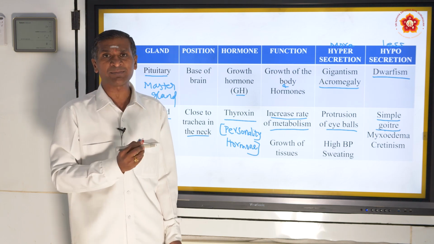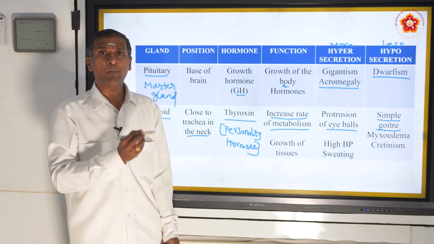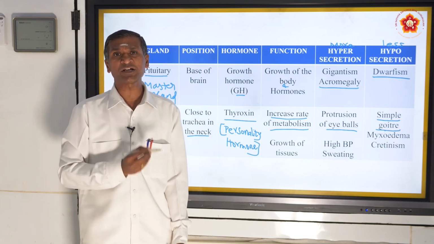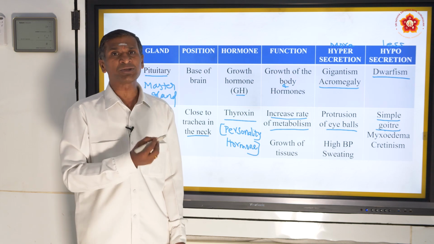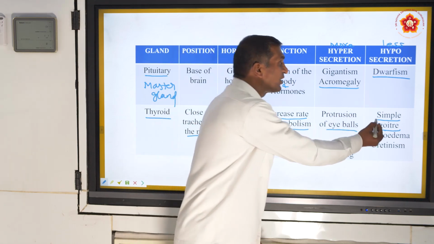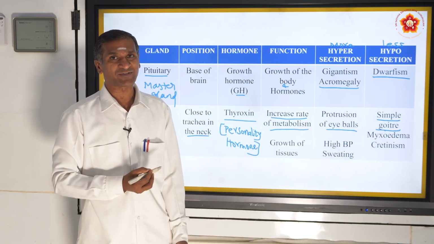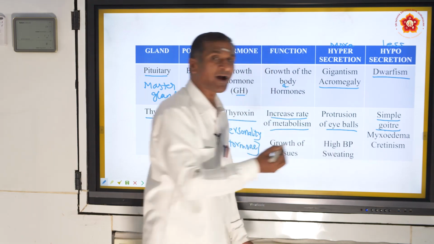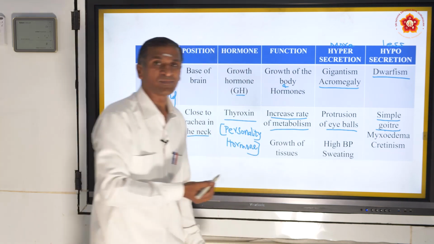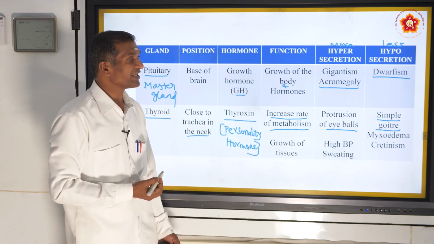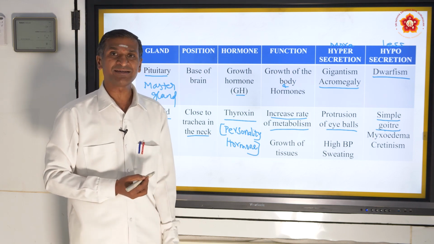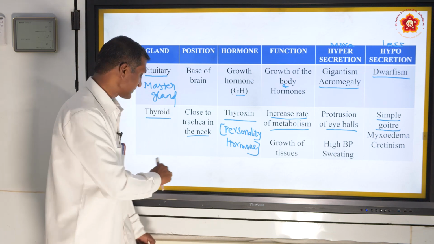If there is less iodine mineral, then there is no proper production of thyroxine. If there is less production of thyroxine, it leads to simple goiter. I hope all of you have understood this. So simple goiter is less production of thyroxine. Myxedema is another one due to less thyroxine, and cretinism also. So these three are due to less secretion of thyroxine hormone: simple goiter, myxedema, and cretinism.